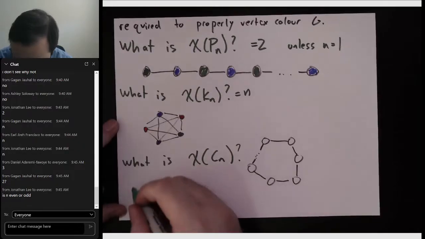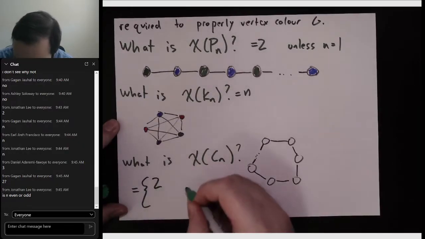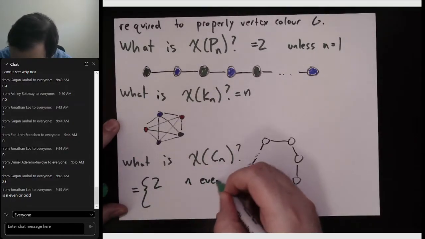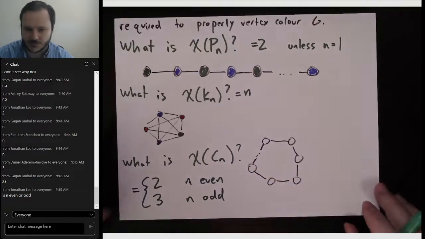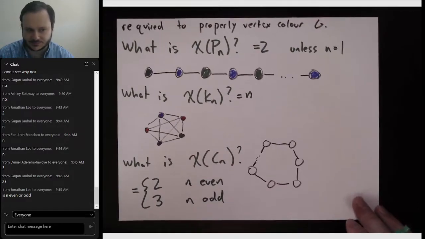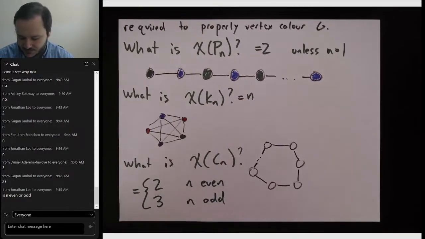So this is 2 if n is even, and 3 if n is odd. Cycles are tricky. Flops back and forth. Okay, so we will continue next class.